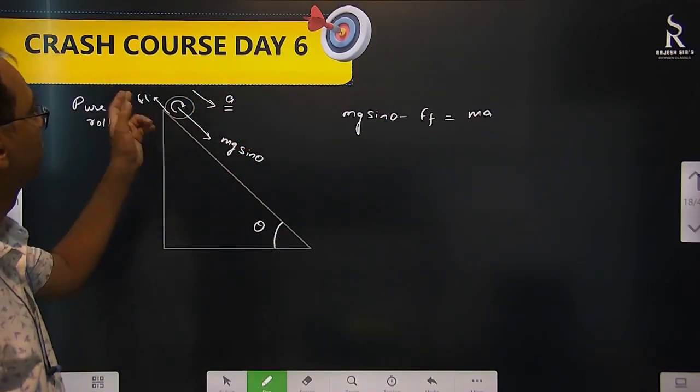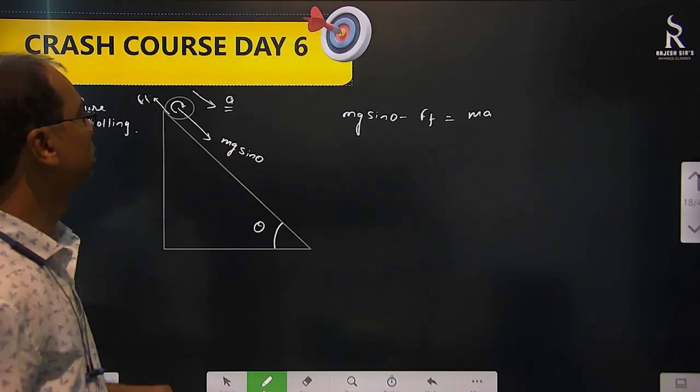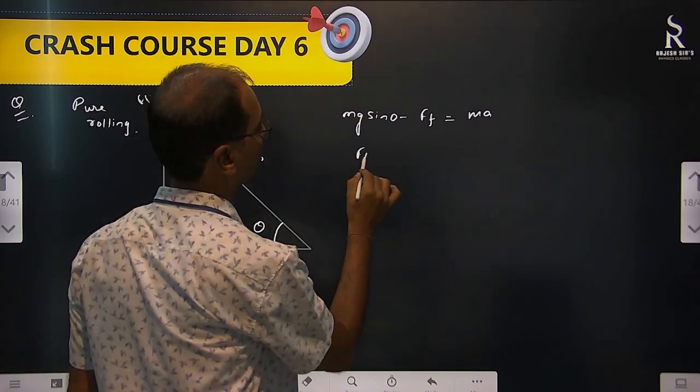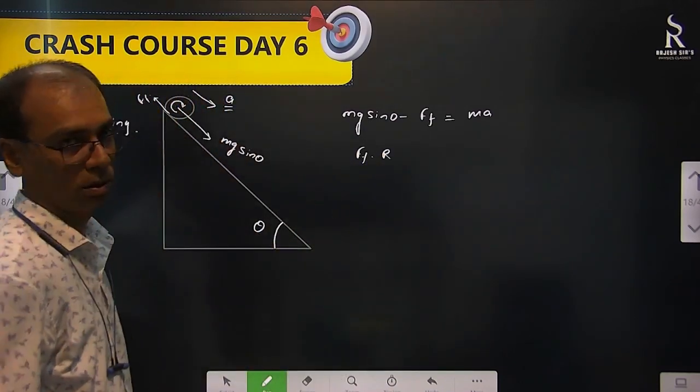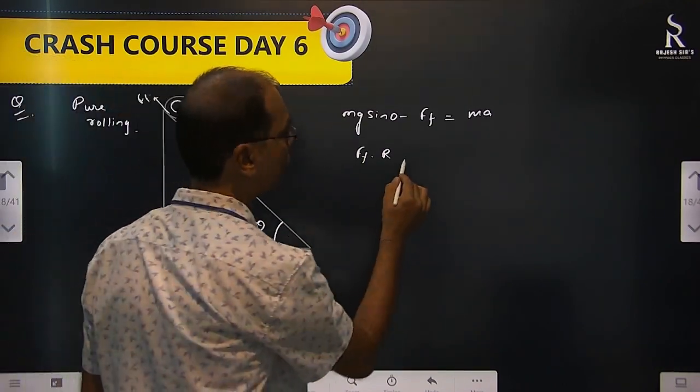Mg sine theta minus friction equal to ma. Second one, who is rotating it? Friction. So force of friction into R, that is the torque. Force of friction is applying about the center. The force of friction into R equal to I alpha.